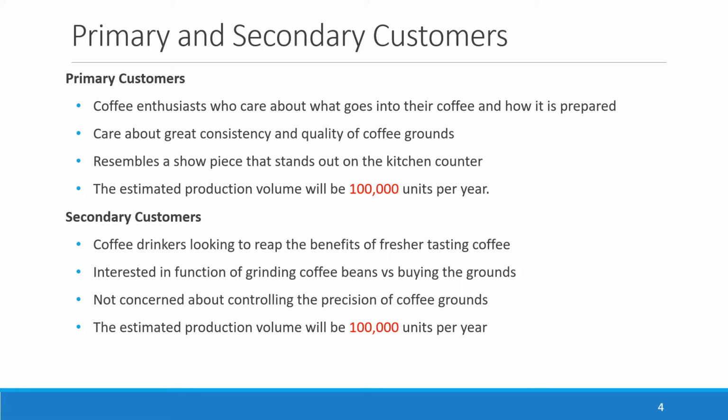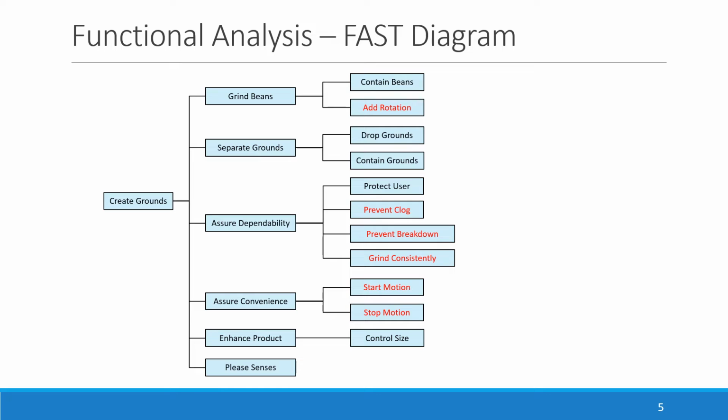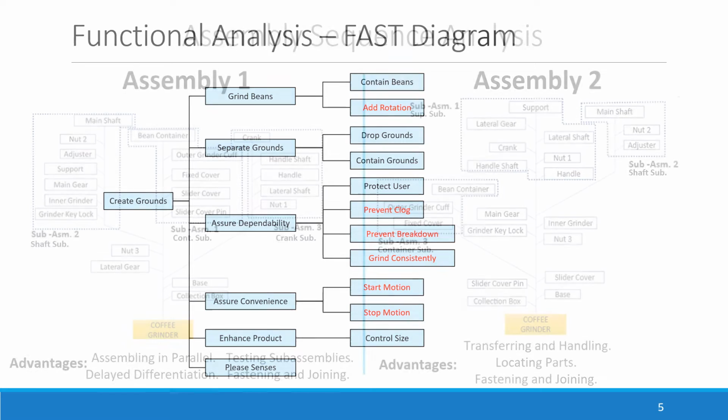Primary and secondary customers. The primary customers are coffee enthusiasts who care about what goes in their coffee and how it is prepared. The secondary customers are the coffee drinkers, looking to reap the benefits of fresher tasting coffee. The fast diagram shows that the main functions are to contain beans, add rotation, drop grounds, and contain the grounds.